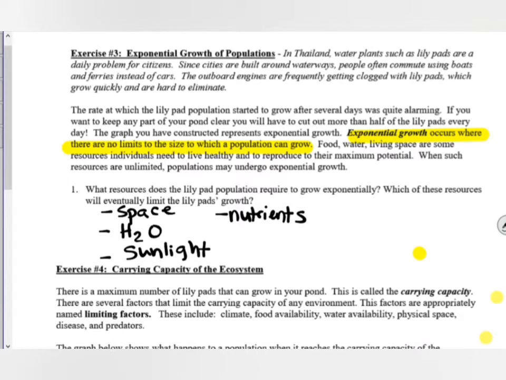Those are things that would need to grow forever, but which of these will eventually limit the lily pad's growth? Okay, space and indirectly sun. That's going to be the space, and the reason it limits it is because they can't grow on top of each other. If they do, they'll run out of sunlight. So it's space and sunlight that are going to limit the population size of the lily pads.